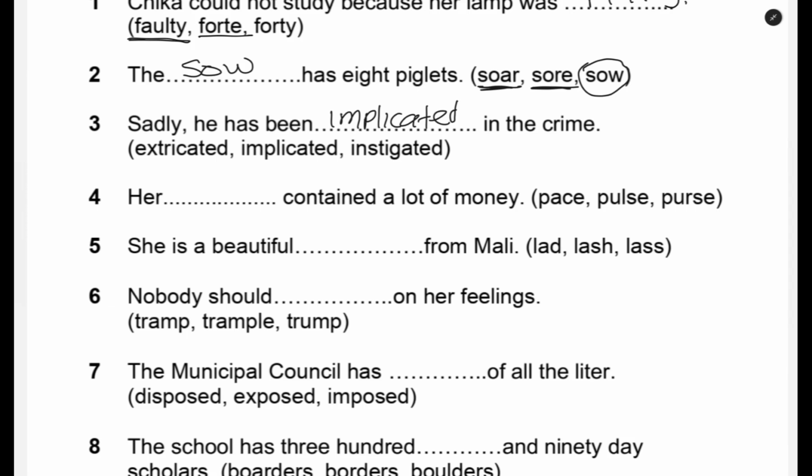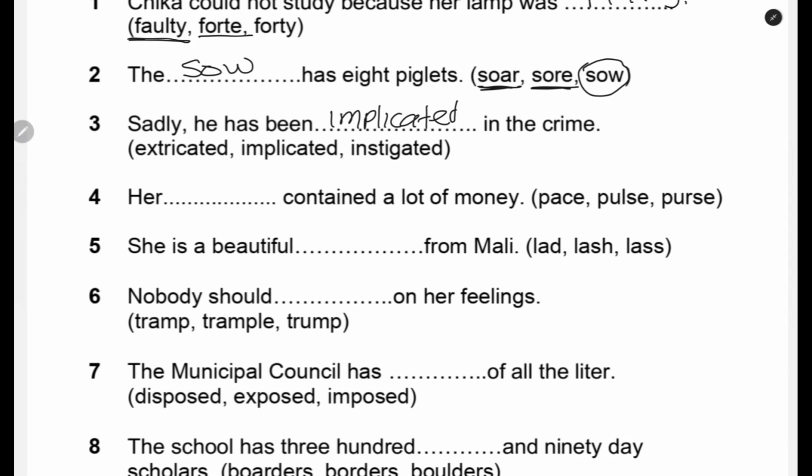Why is extricated not correct? Extricated simply means freed or removed from a difficult situation. For example, a criminal, you have been implicated in a case, you are suspected of doing a crime, but you are not the actual person who did that crime. You are arrested, then you are taken to prison, then later afterwards they discover that you were innocent, then they free you. We can say you have been extricated from the case, you have been freed. So extricated is not correct.